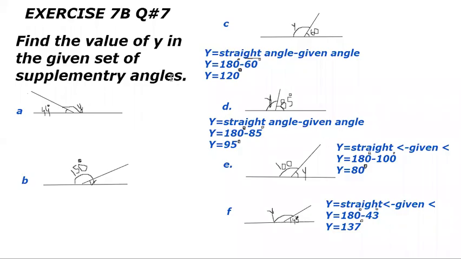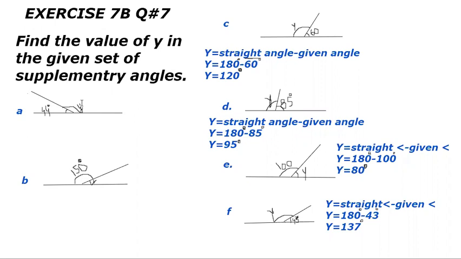Students, now we will do exercise 7b, question number 7. Find the value of y in the given sets of supplementary angles. A part is given to you, and you can see a figure. This is 44 degree, and unknown angle y is unknown. We have to find the value of the unknown angle.